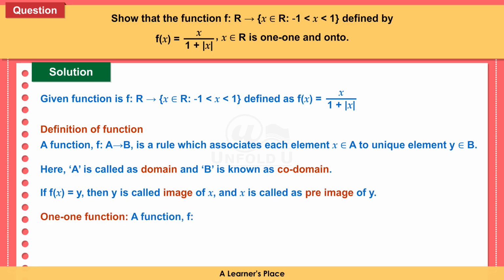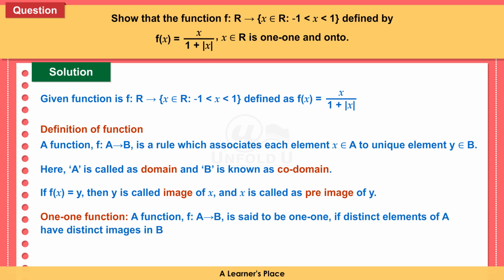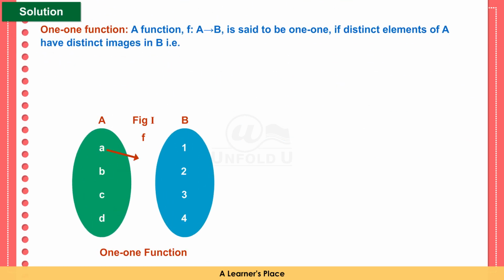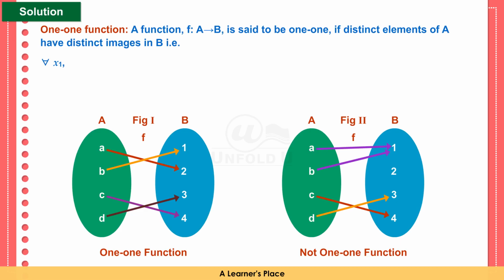1, 1 function. A function f from set A to set B is said to be 1, 1 if distinct elements of A have distinct images in B. That is, for all x1, x2 belonging to set A, f of x1 is equal to f of x2 implies that x1 is equal to x2, or x1 is not equal to x2 implies that f of x1 is not equal to f of x2.